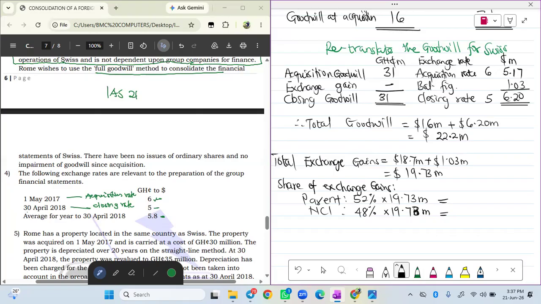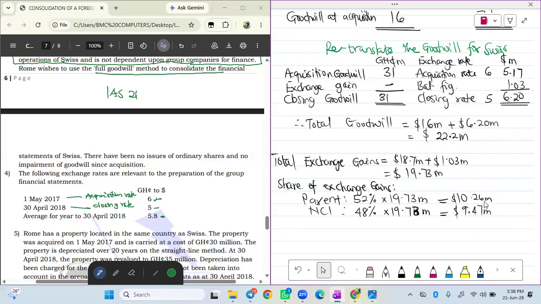Parent is 10.26. NCI is 9.47. All right, so this NCI goes to workings 4, so you add 9.47. But the parent here, initially we were recording it under group retained earnings, workings 5.